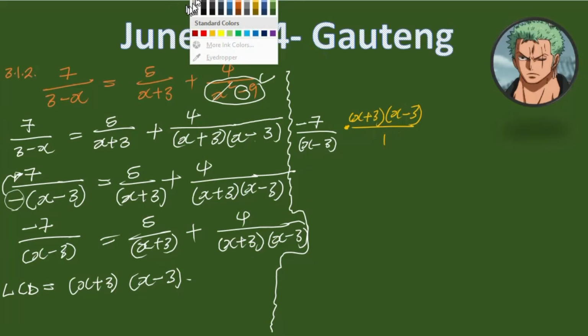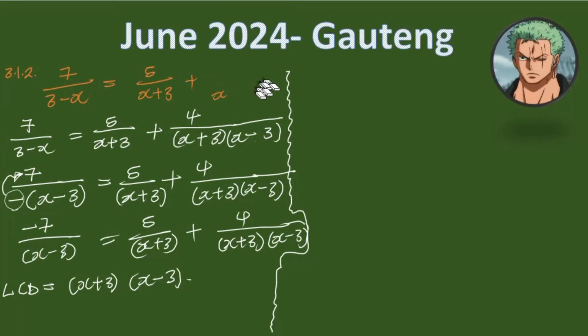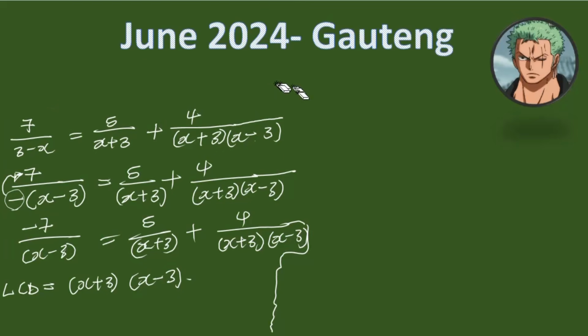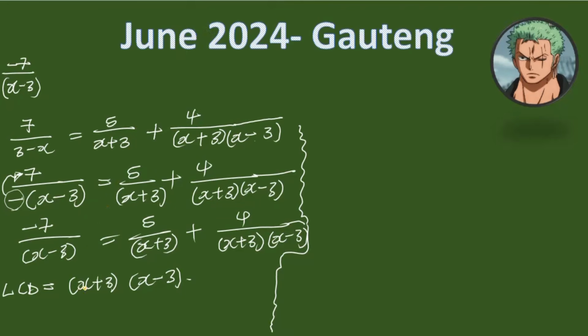This is equals to, let me write this here because I won't have enough space. Please forgive me, guys. I want to create enough space for the mess that I'm about to write now. Okay, this part here, you see, I have negative 7 all over x minus 3. I'm going to multiply this by the LCD. The LCD is this one. So I'm going to say numerator LCD. X plus 3, x minus 3, all over 1, right?